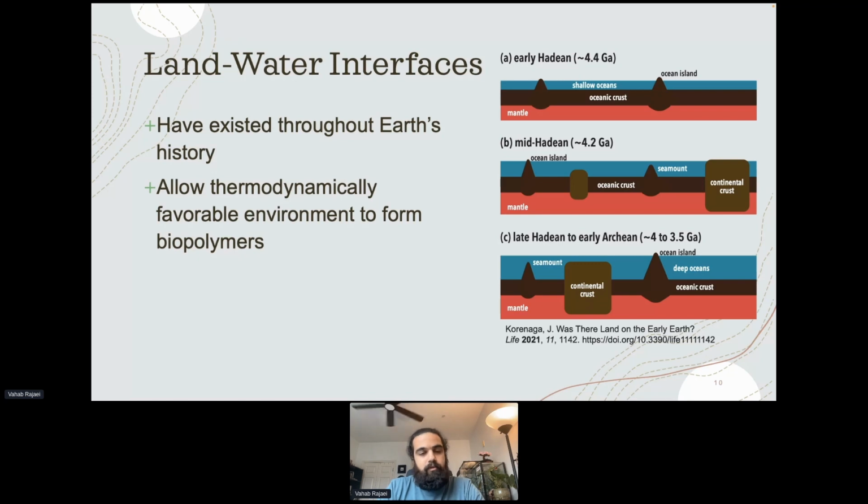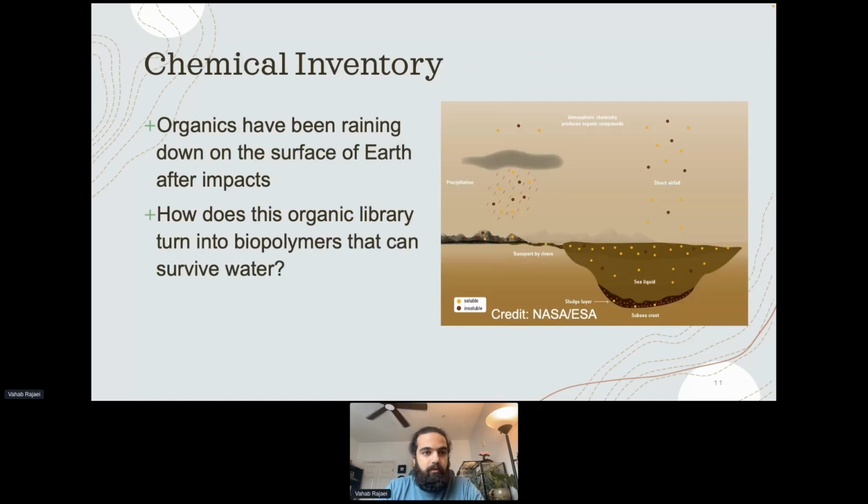So yeah, the Earth is rotating. We have land-water interfaces, and well, what are we reacting with? What's on the land or what's in the water? So we also know that the early Earth would have had organics raining down on the surface. There's different models on how this would happen. One situation is after an impact, the atmosphere would be reduced, and then that would allow for the formation of these organics to rain down. This image here is kind of a similar concept, but this is Titan, which also has a reductive atmosphere, and similar processes may be happening there.